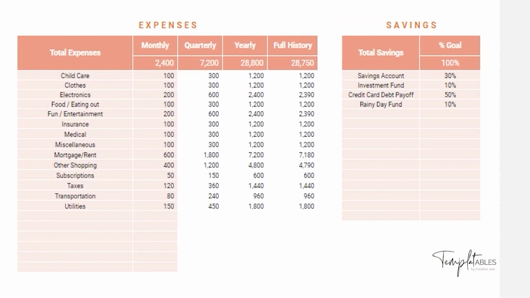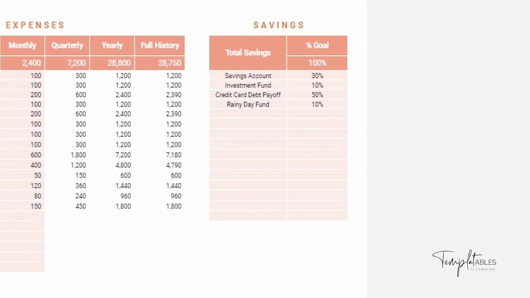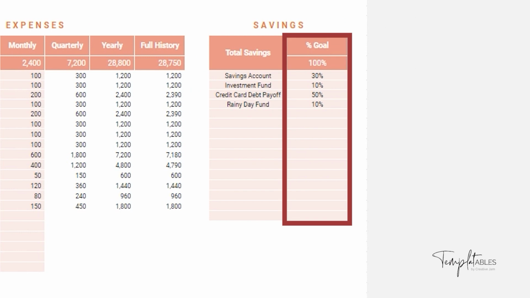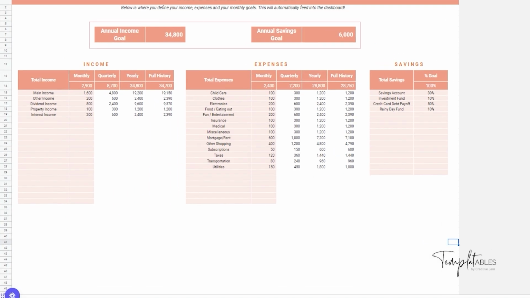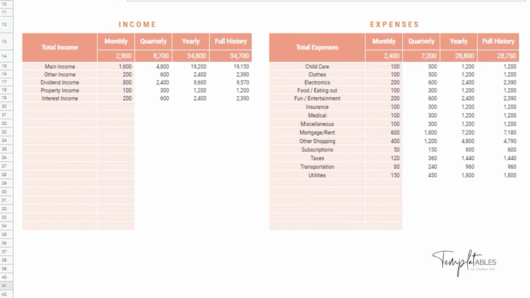After you've defined your income and expense categories, you'll need to set your goals for each. These goals are the amounts you expect to earn or spend for each category. You'll then be able to measure against your goals on the dashboards. First, enter a monthly goal for your income and expense categories. In our income example, we expect to earn $1,600 each month from our main income, and expect to earn $200 each month from other income.